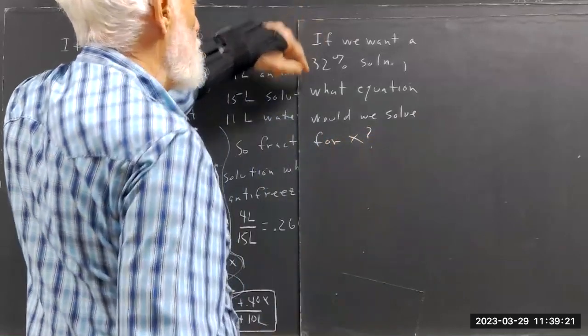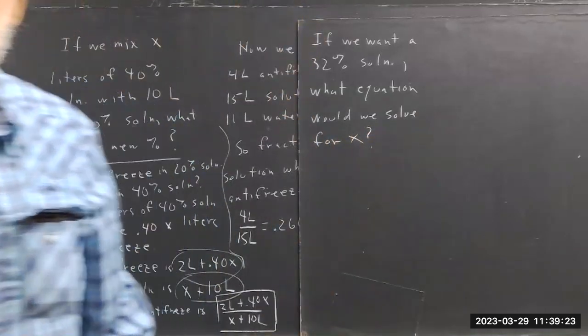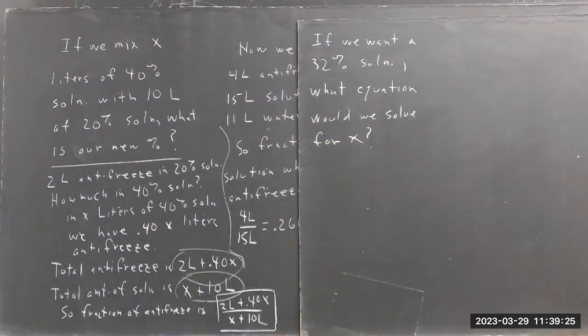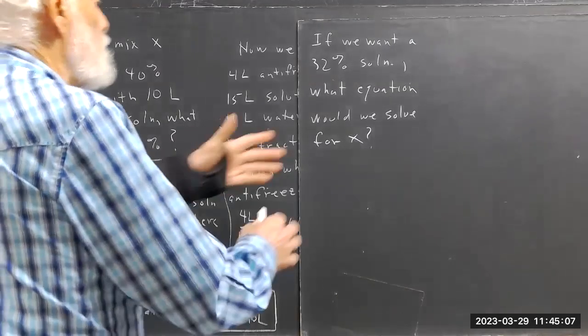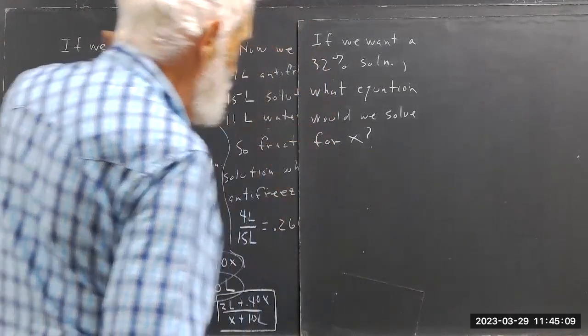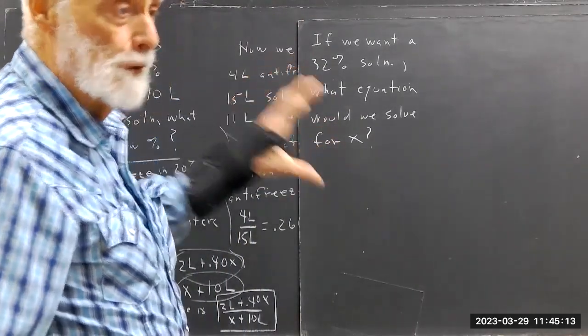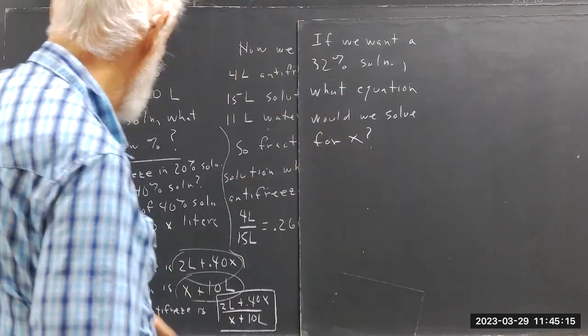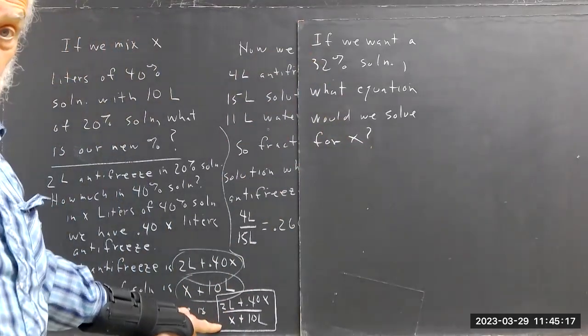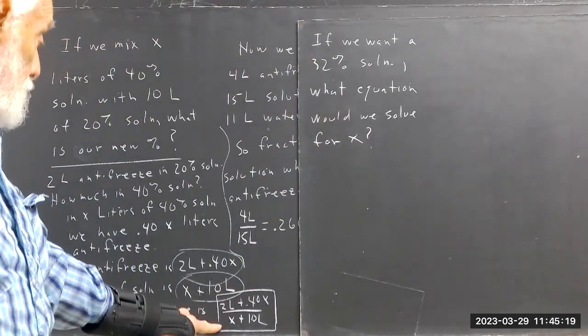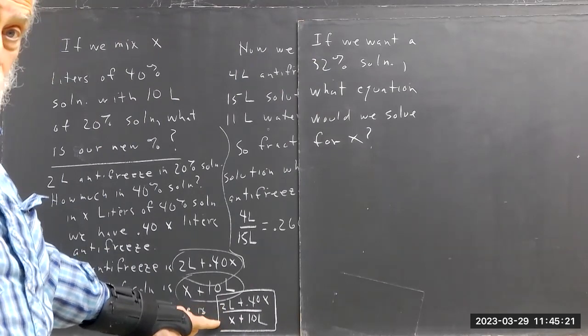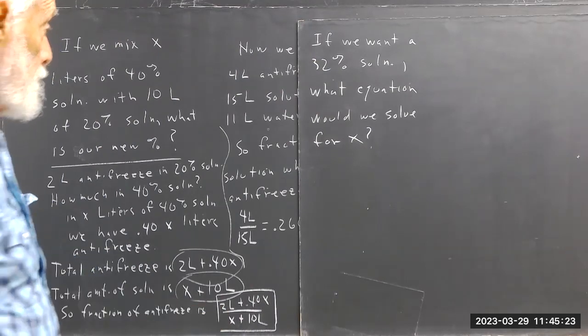What about a 32% solution? What equation would we want to solve for X? If we want a 32% solution, what equation do we solve for X? Well, this is really obvious to everybody. This is our fraction of antifreeze, right? And this fraction should give us 32%.